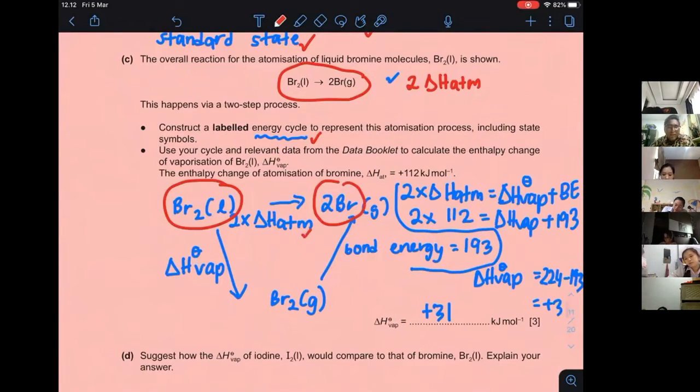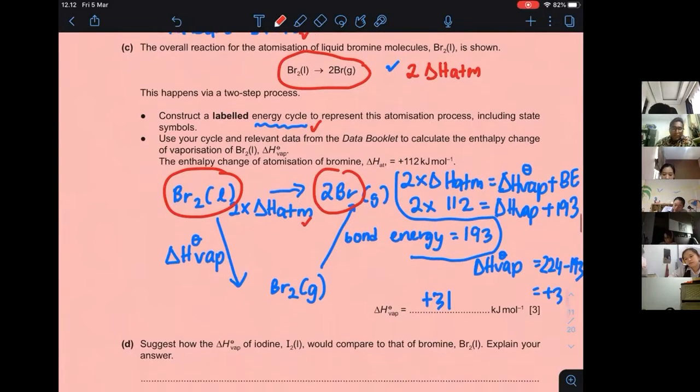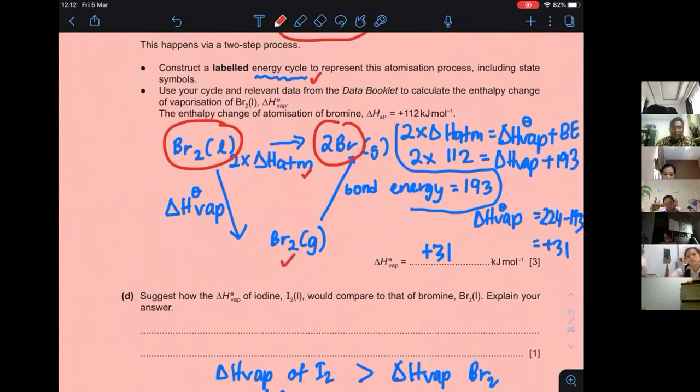First of all, since they are asking for vaporization, it means I want to go from liquid to Br2 gas. So this is enthalpy of vaporization. I also need to convert the Br2 gas into atoms, but again it's gas to gas, so it's not atomization. This is going to be breaking the bond energy. So I put the bond energy. It's still 1 bond energy because you're breaking Br-Br, so you are going to get 2 Br.